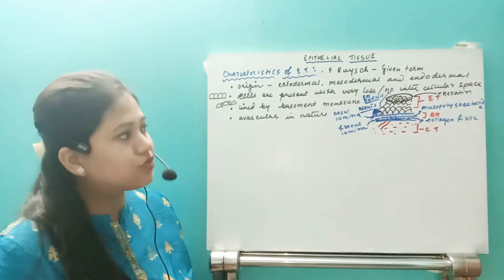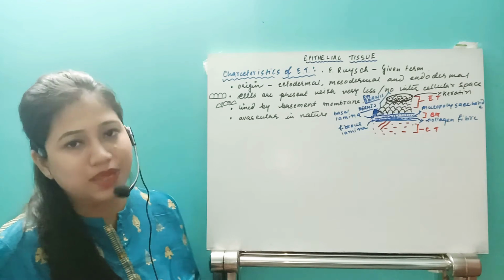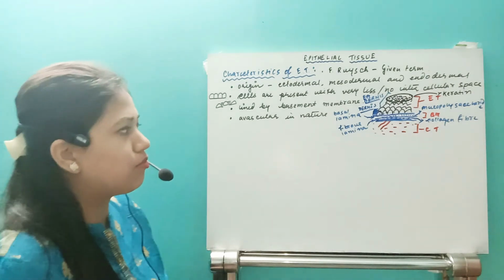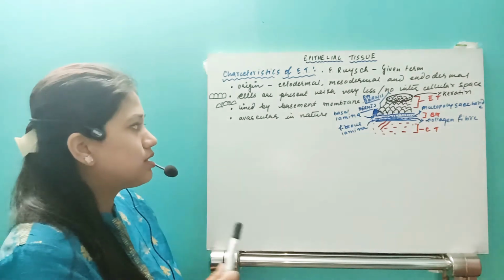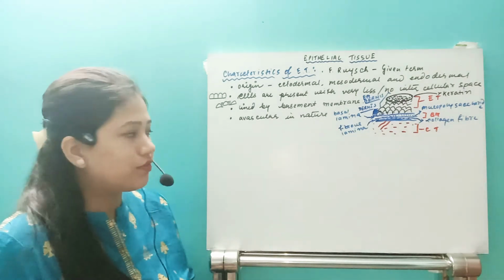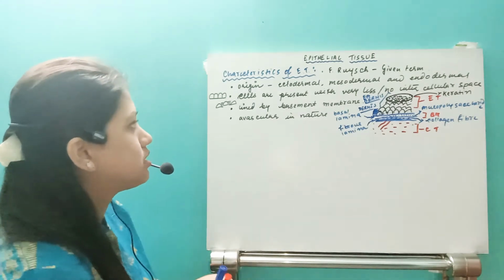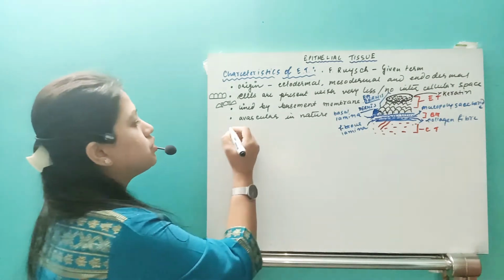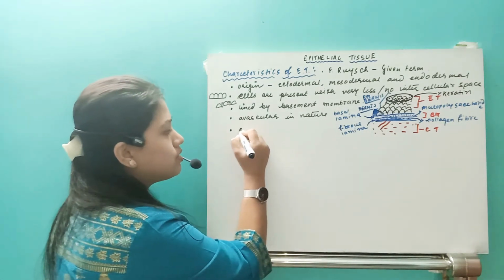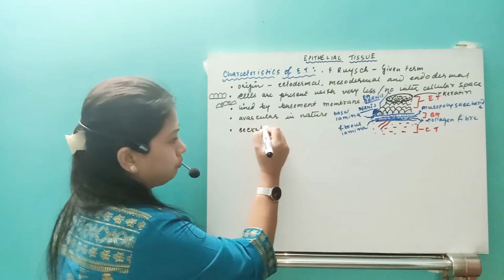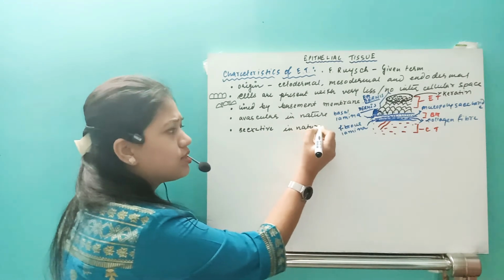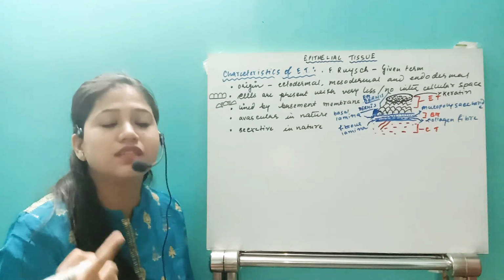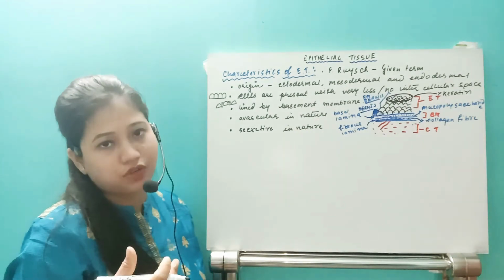Okay, so this way actually we are going to have the basement membrane. Remember, basement membrane is very much important. Understand? So this is the next characteristic. Hope you have understood. Next characteristic C, in case of epithelial tissue, they are secretive in nature. Okay, so what is the meaning of secretive in nature? Secretive in nature means it can secrete different types of secretions.